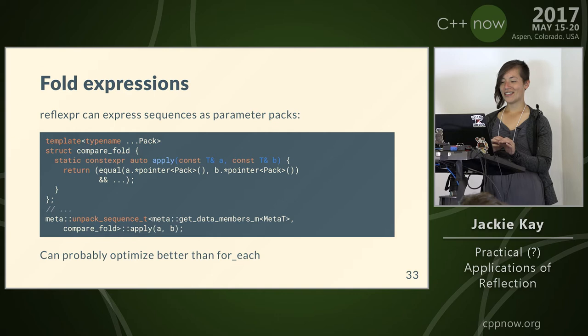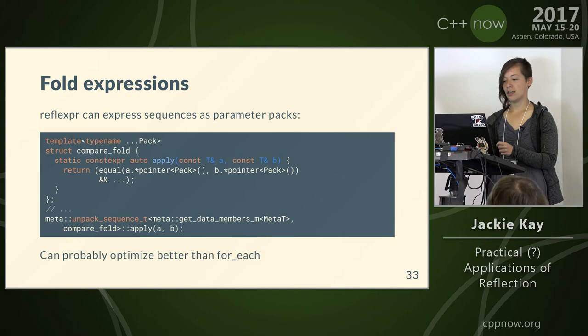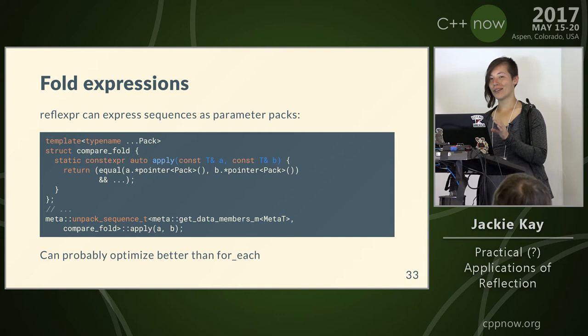But it does allow us to write this nice fold expression where we don't have the initial state problem anymore, because the fold expression will just take the first result of the operation. The compiler can optimize this better than if we go through the meta for each, because the fold expression is basically expanding these different results with an and in between them. So the and could be short-circuited by the compiler. I apologize, I didn't take benchmarks for this assertion, so I could be wrong, but I think it could work.